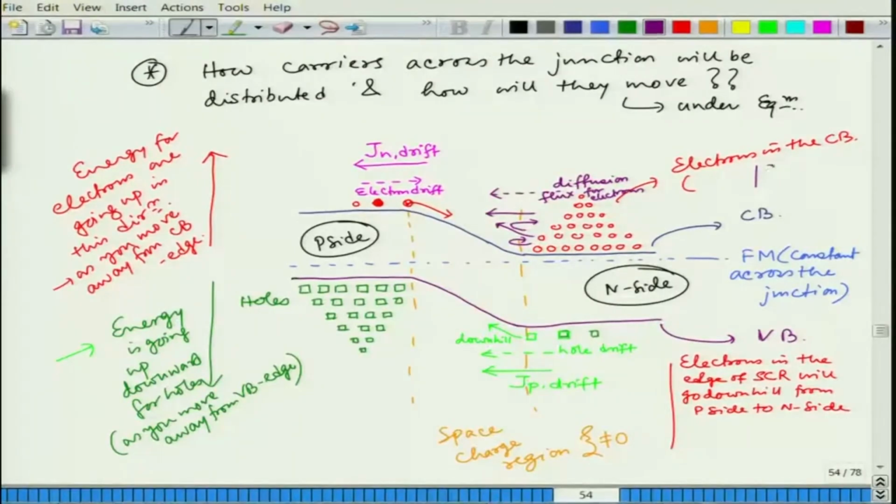Okay. So, let me write here: the diffusion flux will depend on the energy barrier. Why? Because that will tell how many of them will be able to cross it and how many of them will not be able to cross it. Okay. So, again if you look at the diffusion current density, that will be J n diffusion, again that will be in the opposite direction of the electron motion. Okay. So, for the electron you have this diffusion current density and this drift current density.